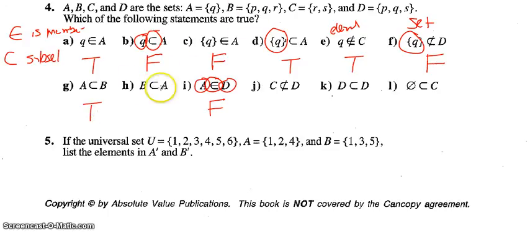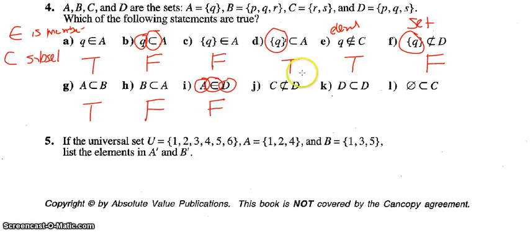Is B a subset of A? No, right? You can't find the elements of B in A. So A is a subset of B, but B is not a subset of A. If they happen to be subsets of each other, they must equal each other. Otherwise, they won't be subsets of each other.